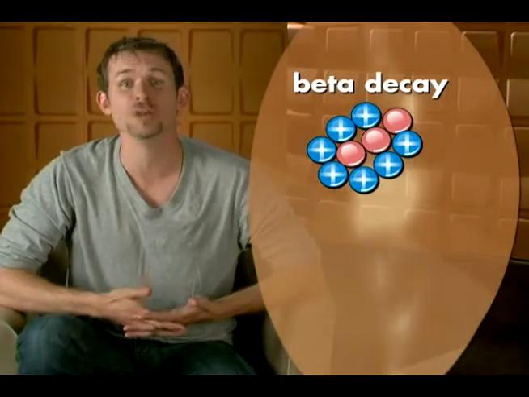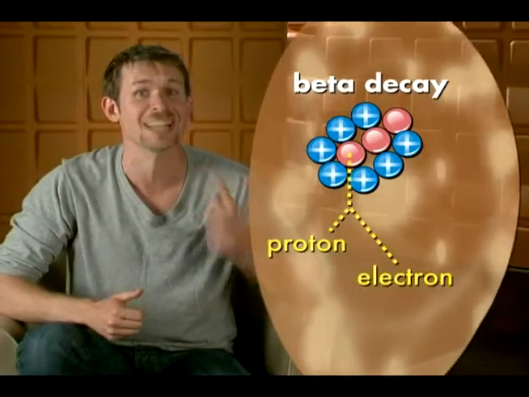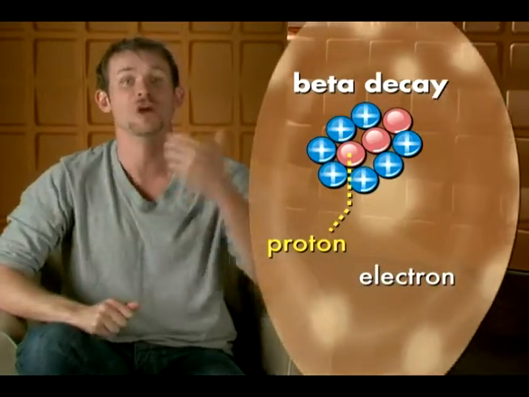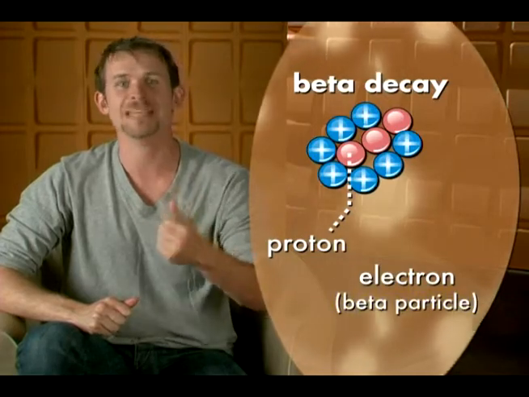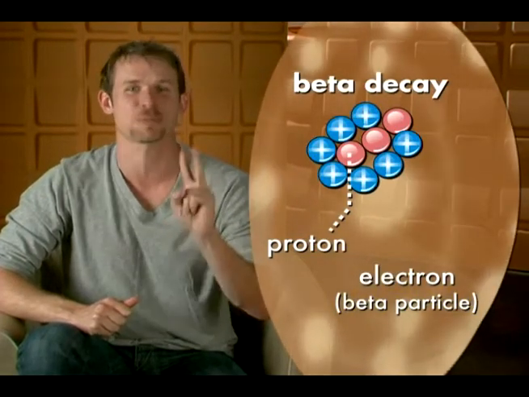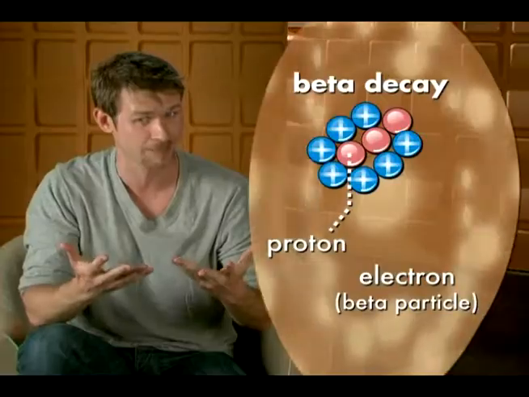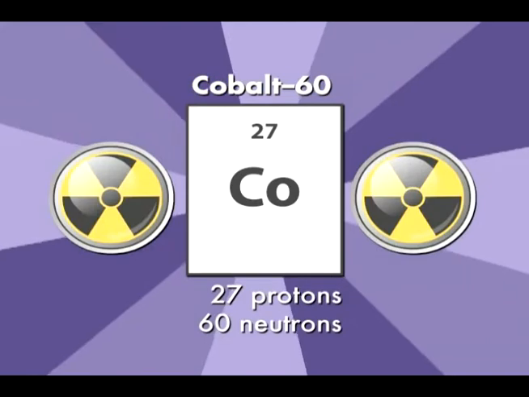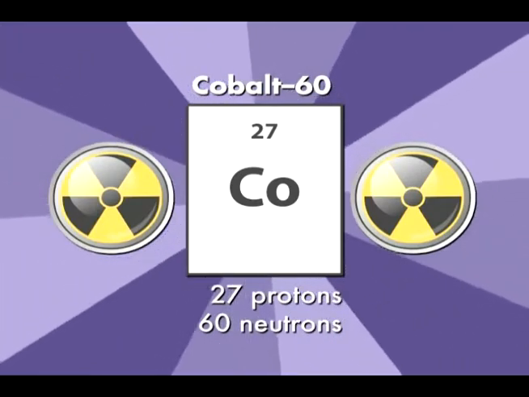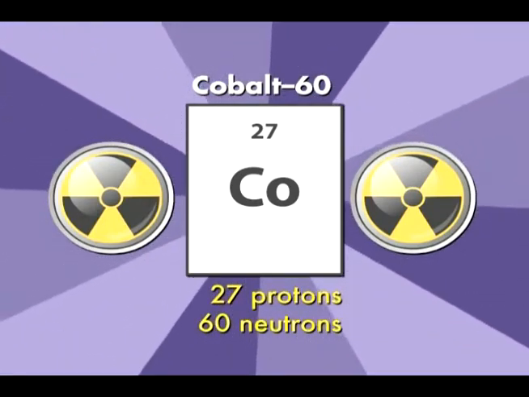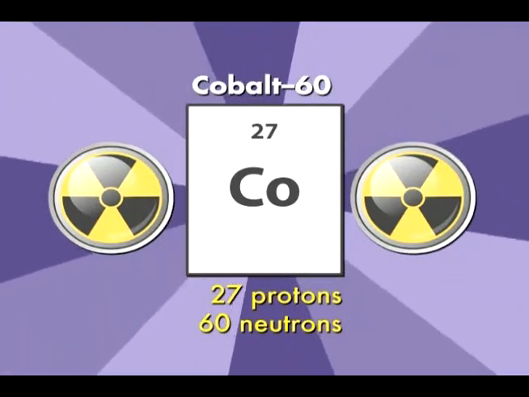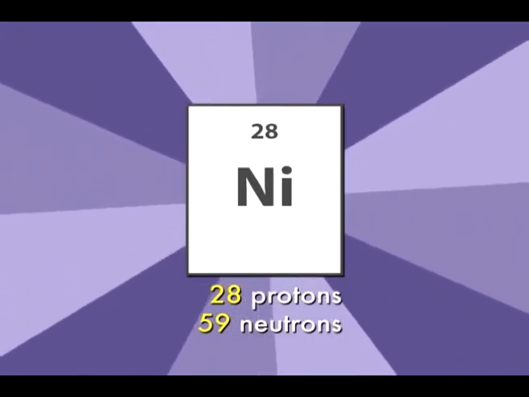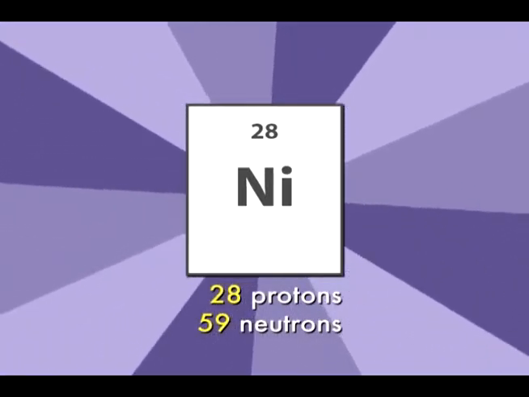During beta decay, one of the neutrons splits into a proton and an electron. The nucleus spits the electron out and keeps the proton. We call the electron a beta particle. That means the atom loses one neutron and gains a proton, so it turns into a different element. For example, cobalt-60 is an isotope of cobalt that's involved in the fallout from lots of nuclear weapons. It starts out with 27 protons and 60 neutrons, but when it begins beta decay, each atom turns into nickel. Now it has 28 protons and only 59 neutrons.